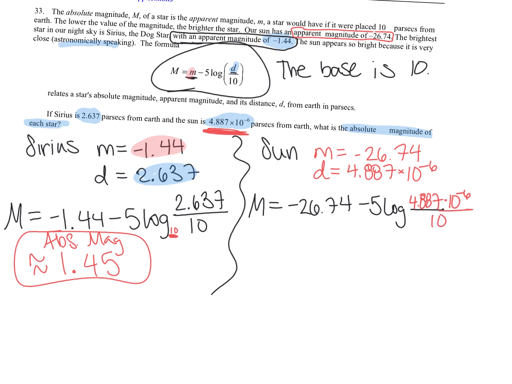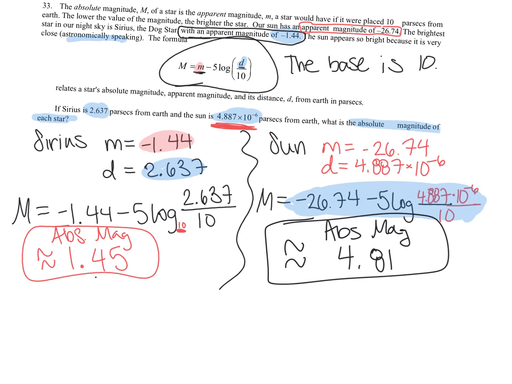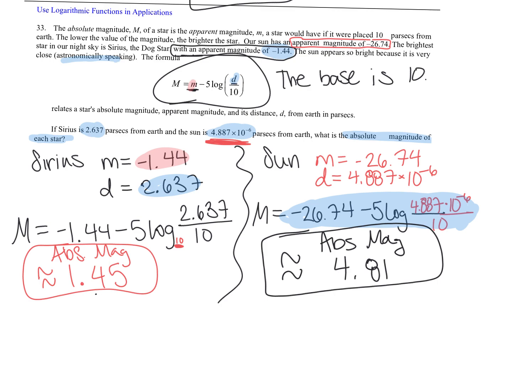Now this whole thing goes into my calculator. Depending on what type of calculator I have, I might need to actually type in 10, or it might already be in base 10. When I type all of that in, if I do it correctly, I should get approximately 4.81 for my absolute magnitude, which is much less bright than Sirius if you compare the 4.81 to the 1.45. All right, that's it for this section. I hope this helps, and I hope you have a great day.